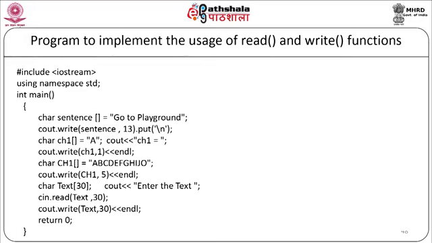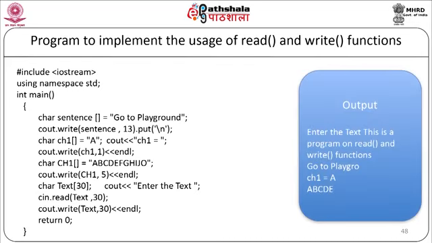Now when the above code is compiled and executed, it will produce the result as: the first is go to playground, the output will be displayed till that point. The second will be ch1 is equal to a. The third one will be abcde, which will be displayed on the screen. Then it will display the message to the user, enter the text. Suppose the user enters the text as this is a program on read and write functions. Then it will display the 30 characters of this particular input, that is this is a program on read (opening closing bracket) an. It will stop there itself.